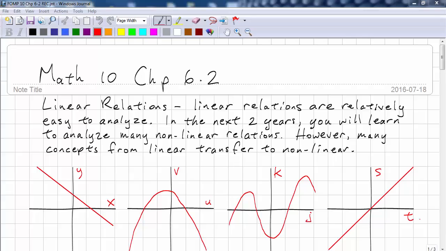This is Foundations of Math and Pre-Calculus 10, Chapter 6.2. We're going to be looking at linear relations. Now, linear relations are relatively easy to analyze, but in the next 2 years, you will learn to analyze many nonlinear relations. And many concepts from linear relations transfer over to nonlinear, so it's a good idea to get a good grasp of these concepts.